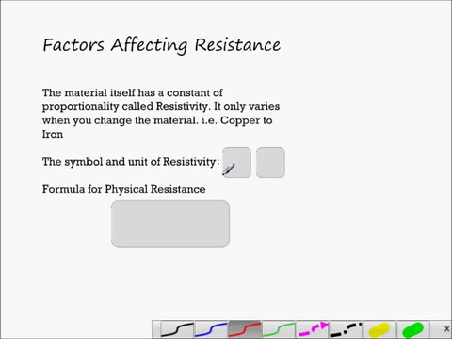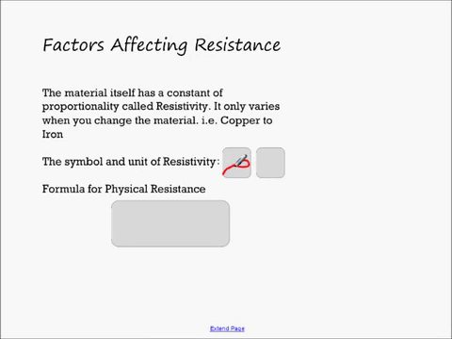Symbol and unit. Okay, rho is the symbol, and I'll let you find the unit. You can find that from the formula. So the formula for physical resistance. Okay, so R, this is resistance depending on the material and the material's properties, is rho A over R. Is that right? Don't know, let's have a check.